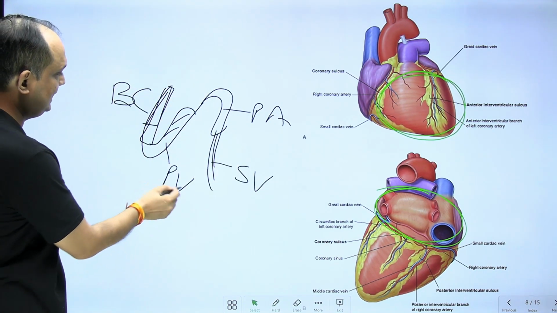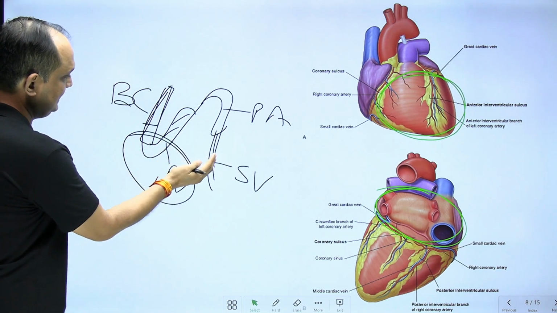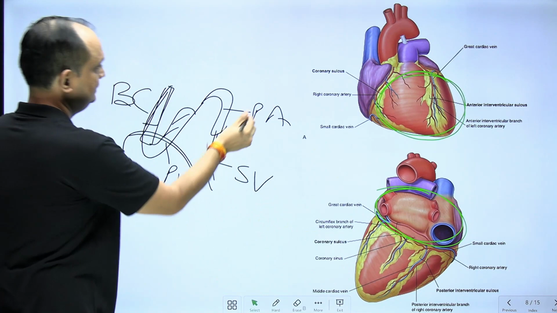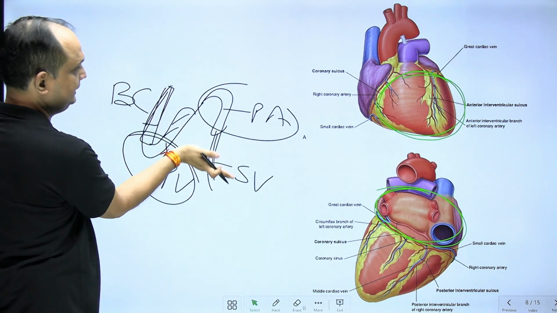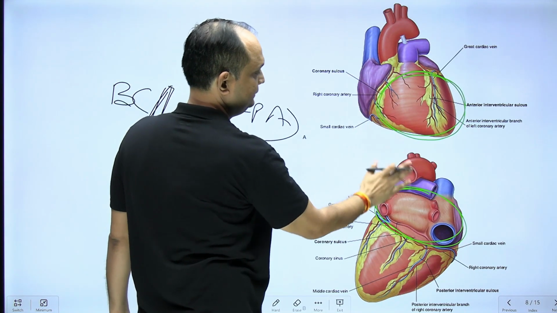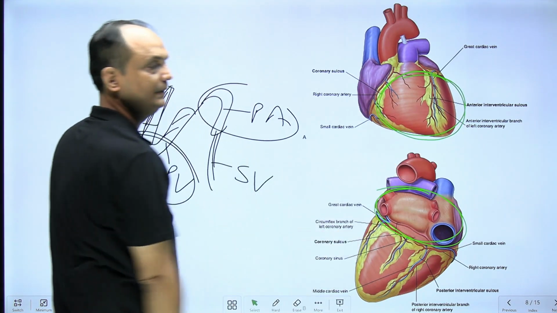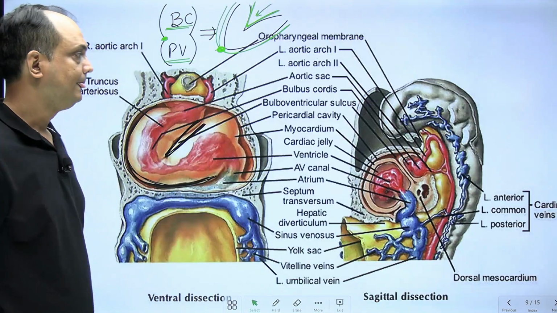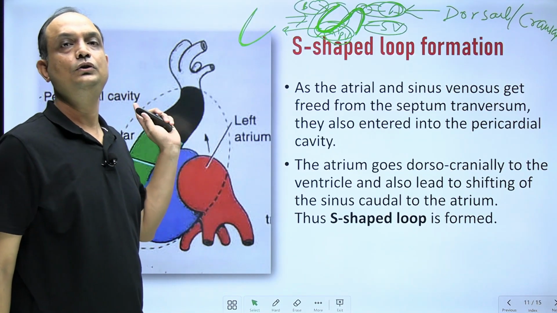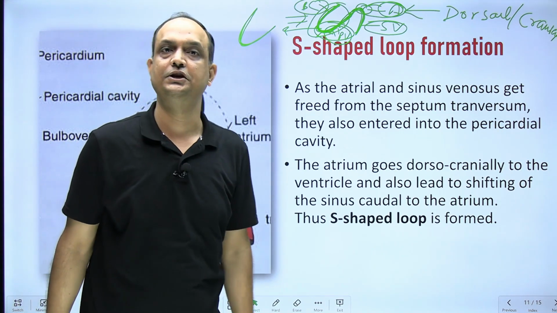So here you can see that the ventricles lie anteriorly in the lower part. The atria are dorsal to the ventricle in the upper part. So atria are not on the anterior surface, you can see them dorsally and in the upper part of the adult heart. Clear? So my dear students, this is the importance of how the U-shaped loop converts into the S-shaped loop.